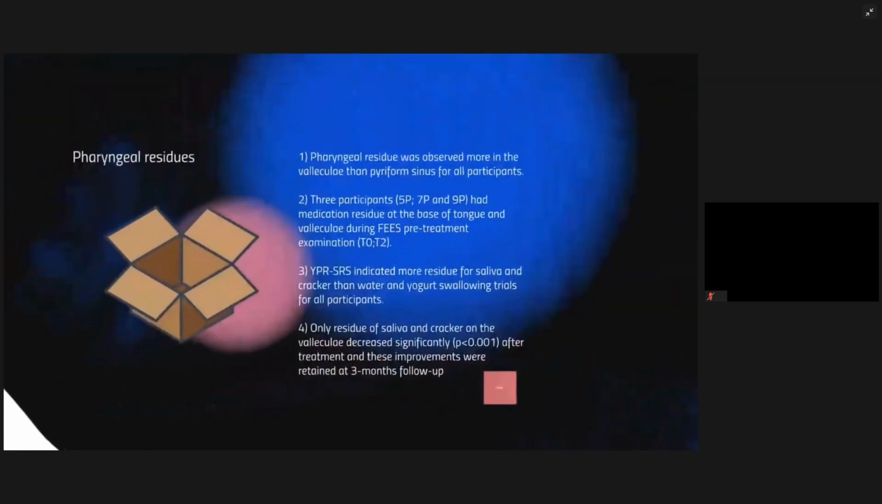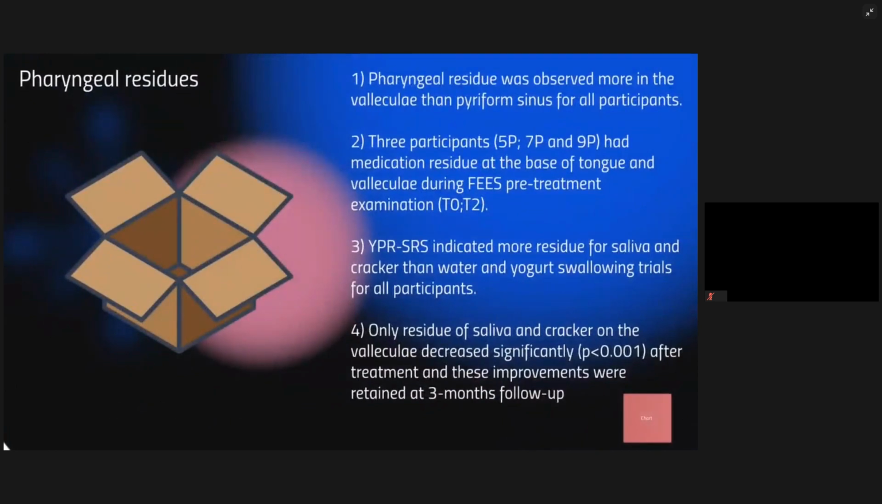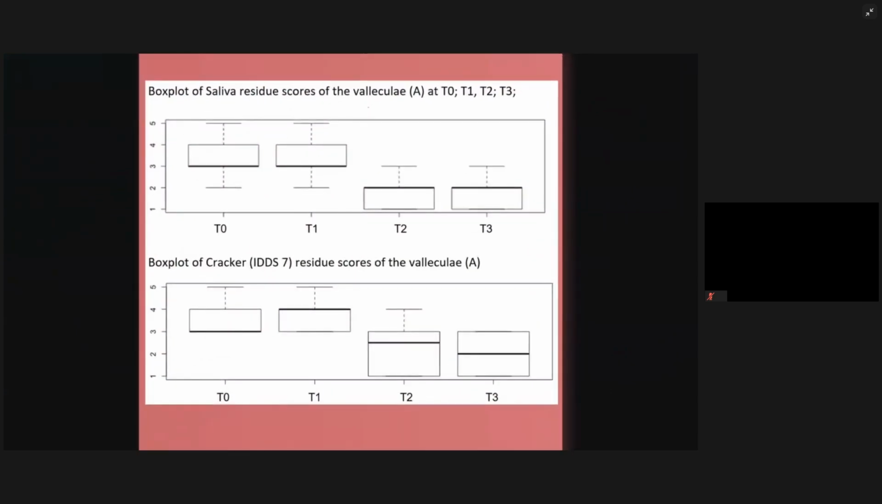The pharyngeal residue, it's important firstly to mention that 3 participants had residue during the first week, at baseline, in the vallecula using FEES, and during the first 2 weeks of assessment, no residue was found at the post-treatment assessment. Only residue of saliva and cracker on the vallecula decreased significantly after treatment, and these improvements were maintained at 3 months follow-up assessment. You can see here the graph.